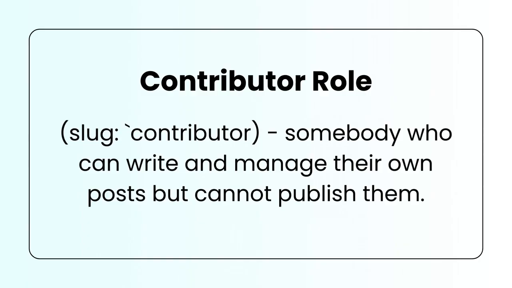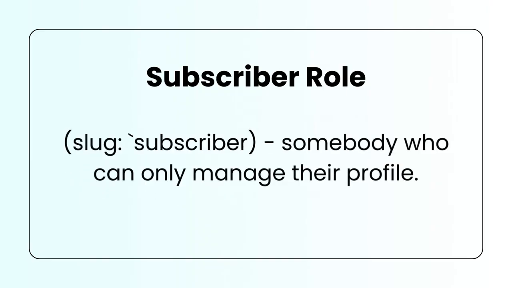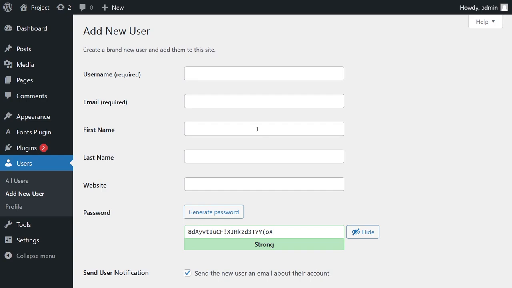So for example, if you are not confident on somebody and you want to publish the post by yourself after checking that, you can assign that person this role, contributor. Next role we have is subscriber. Subscriber is somebody who can only manage their profile. Okay friends, now we have learned about the roles.